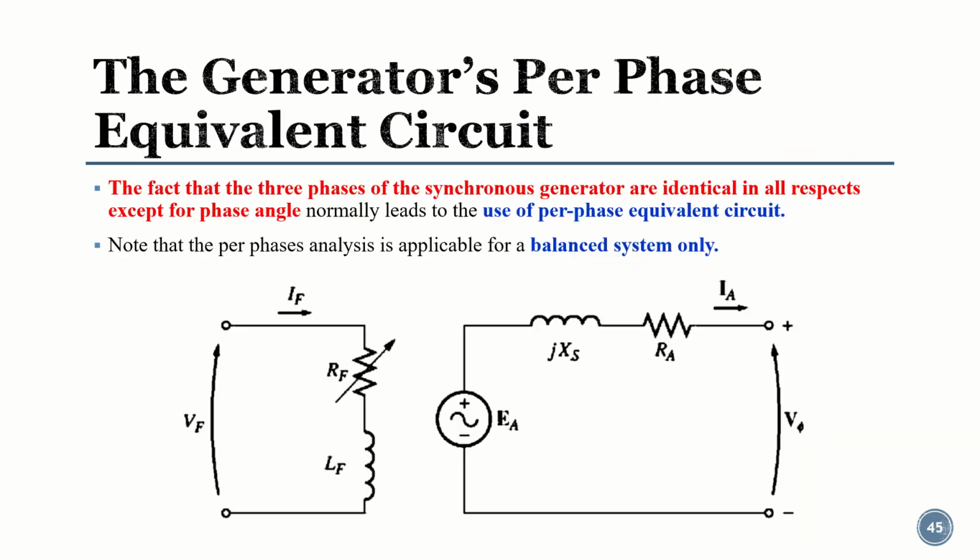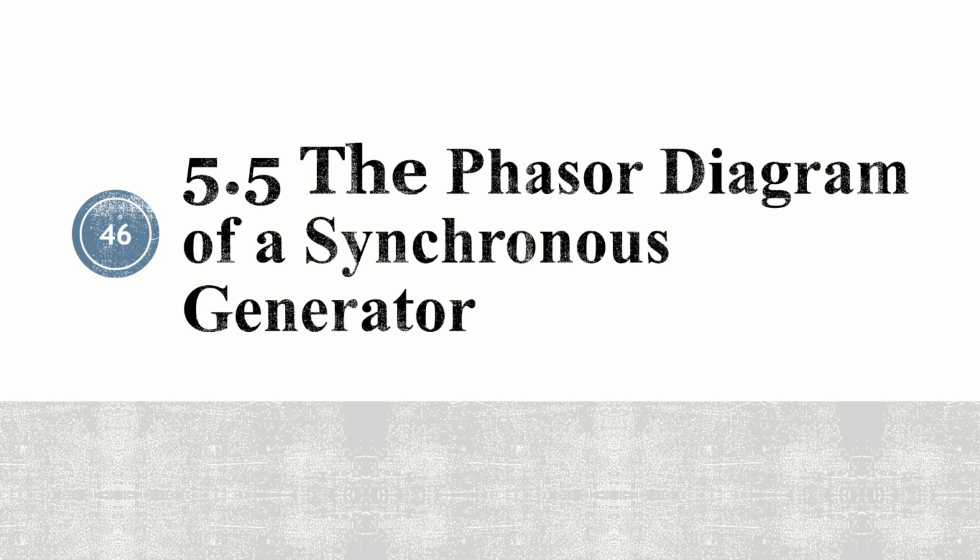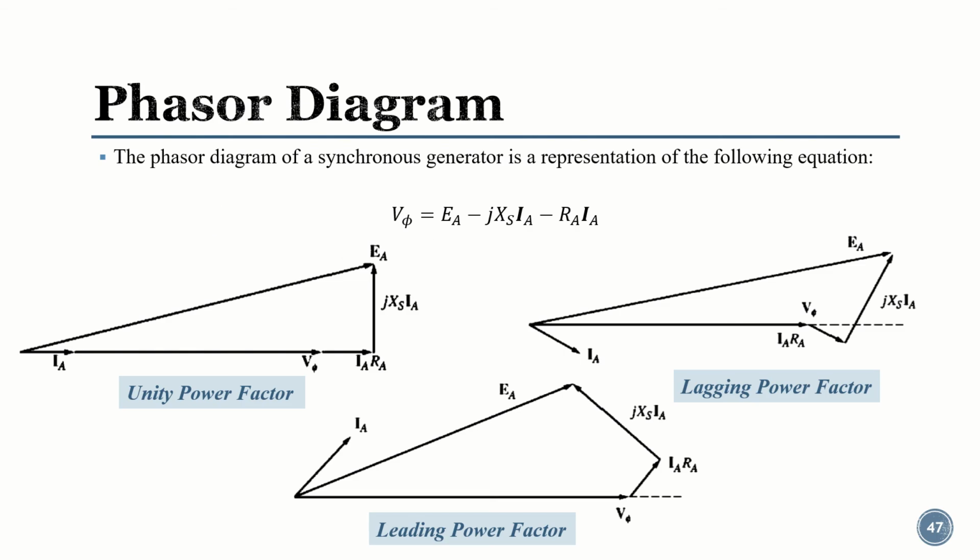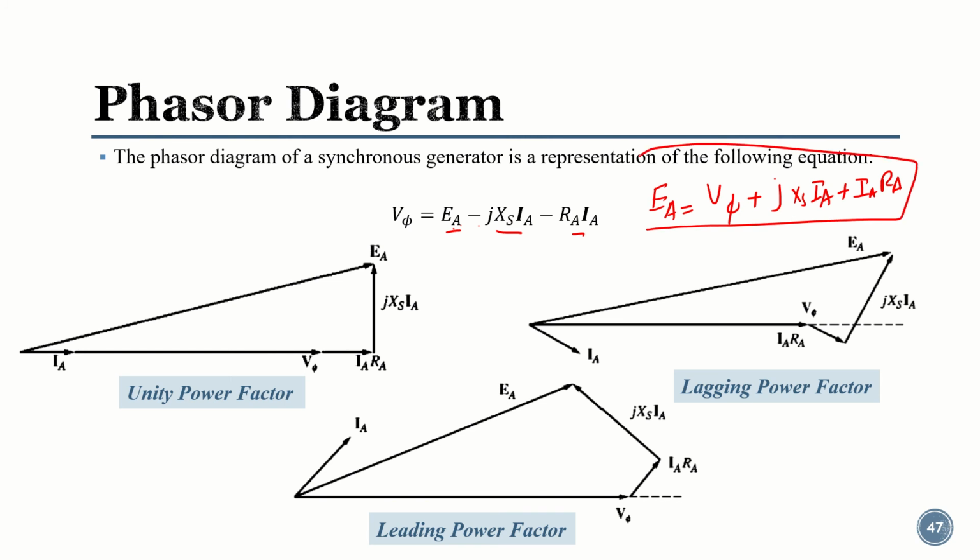Now let's have a review of the phasor diagram, because the phasor diagram is very important and tells us very useful information about the working and operation of the AC machine. So we know that the phase voltage is the induced voltage minus the drop across the reactance and the resistance. We can also rewrite this as: the induced voltage is equal to the phase voltage plus the drop across the reactance plus the drop across the resistance. I just rewrite this because it will help me easily understand the phasor diagram.